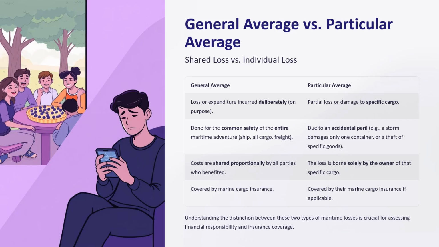Particular average, on the other hand, is a partial loss or damage that happens to specific cargo due to an accidental peril. For example, if only one of your containers gets damaged in a storm, or if some of your goods are stolen, that's a particular average. The key difference is that this loss is borne solely by the owner of that specific cargo. It's not shared by everyone else on the ship. Of course, this type of loss would also be covered by your marine cargo insurance if your policy includes that specific peril.